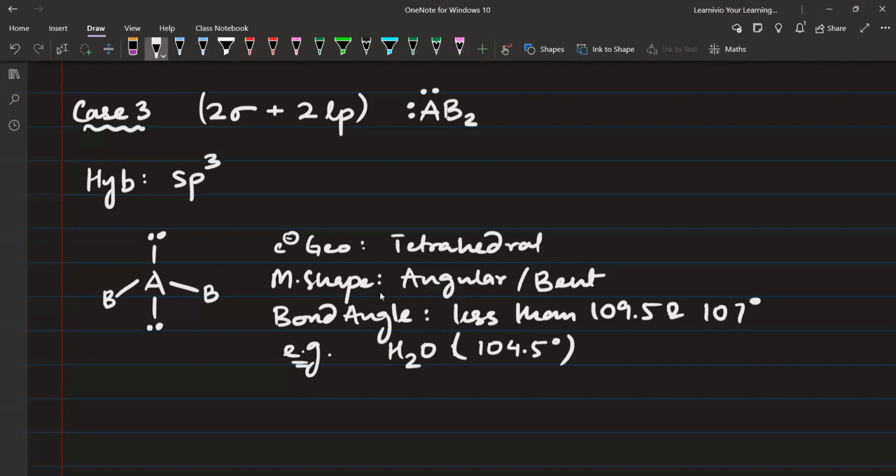Pause here and just appreciate this fact. All that is not complete theory. We obviously need some experimental data. For example, if we did not have the value 107, then you would not be able to create 104.5. But 109.5, the tetrahedral angle for CH4, can be completely predicted. We don't need anything, we just need hybridization.